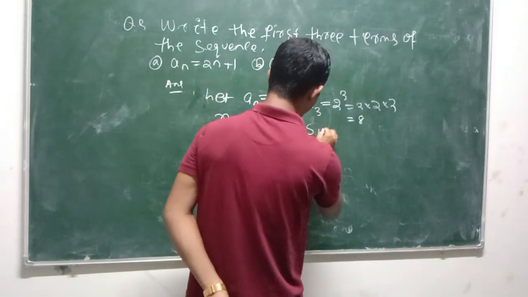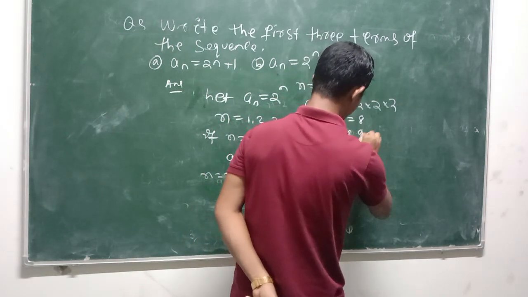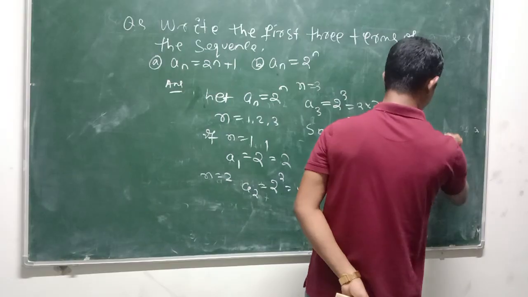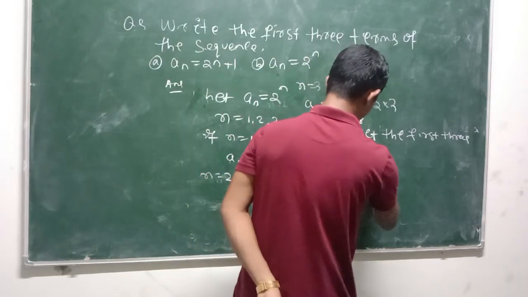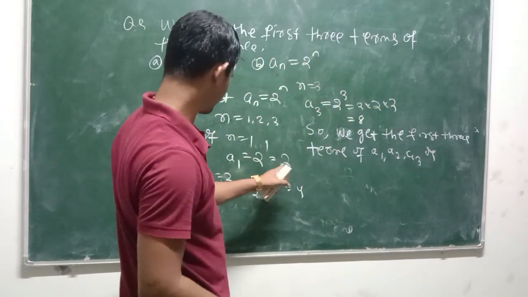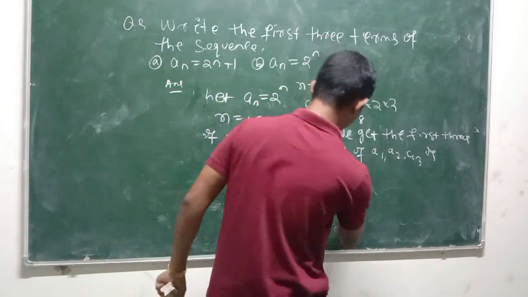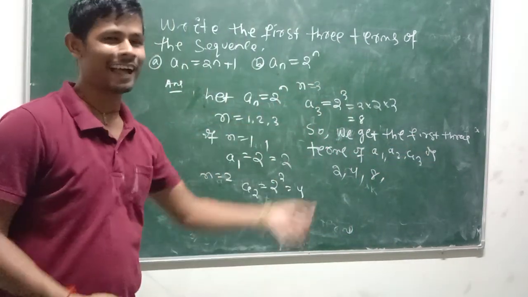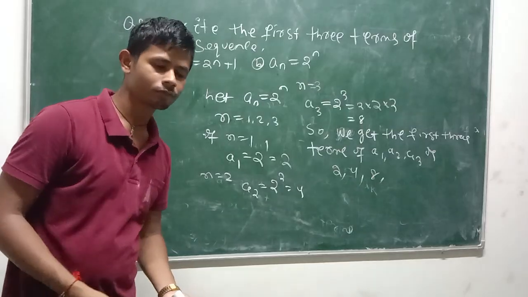the first three terms of a₁, a₂, a₃: a₁ is 2, a₂ is 4, a₃ is 8.